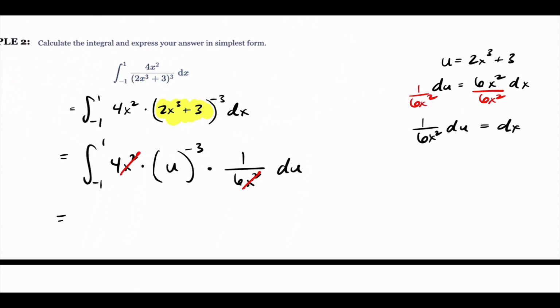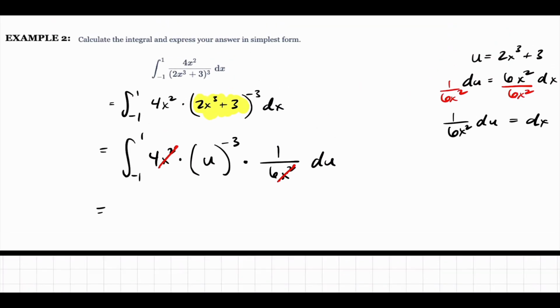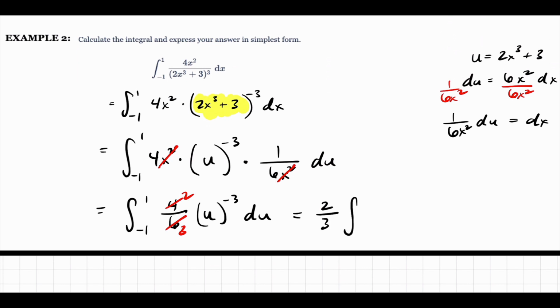Okay, let me rewrite it. I have the integral from -1 to +1. And then I have 4/6 u to the -3 power du. Well, 4/6 is just 2/3. So let me cancel that. 2/3. And I'm going to move that to the front. So 2/3, integral from -1 to 1, u to the -3 du.